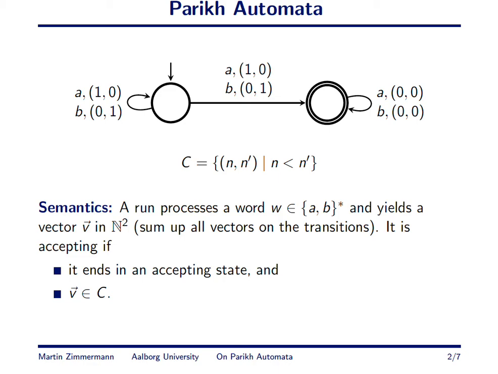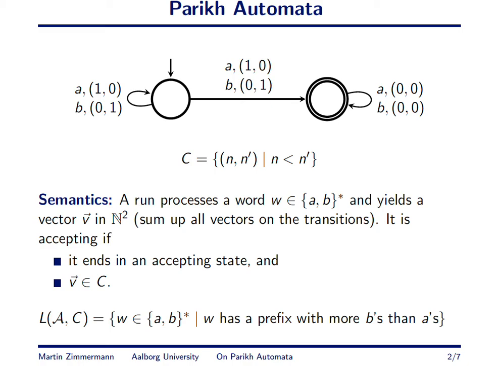So for example, in the automaton up there, we count the number of A's and B's until we get to the accepting state where we stop counting. So what's going on is we count the number of A's and B's in some prefix. And the semilinear set now requires that the second entry, so the number of B's, is strictly larger than the number of A's. So the language of that automaton is the words over A B such that w has a prefix with strictly more B's than A's.